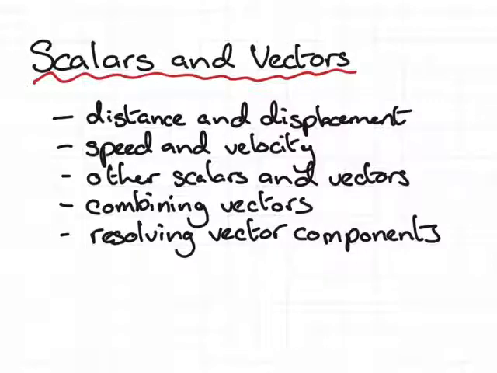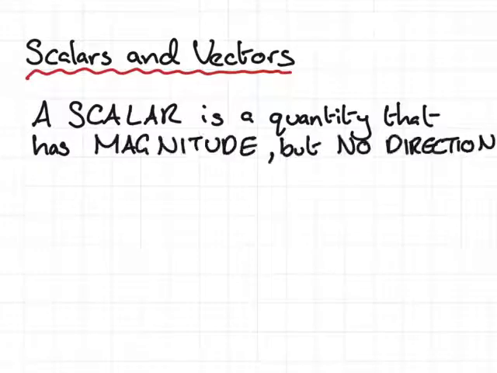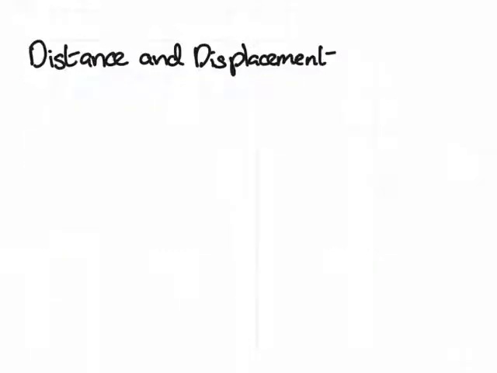Before we go through all this, we need to understand what scalars and vectors are. A scalar is a quantity that has a magnitude or size to it, but has no direction. A vector is a quantity that has both magnitude and direction, and we'll see both of these played out when we take a look at distance and displacement. Let's consider someone going on a journey.